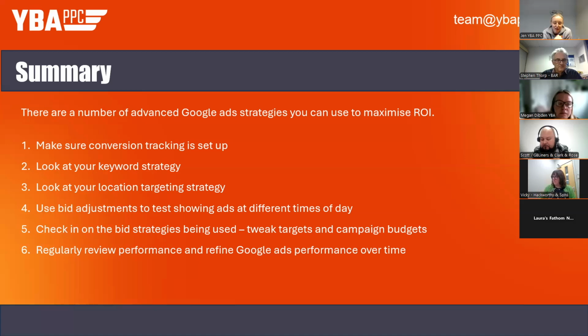Check your location targeting. So are you targeting people in or interested in your area, or just the ones in that tight local area? Have you got negated locations on there? Check the bid strategies. So tweaking the targets and the campaign budgets, checking what times of day you're bidding on. Is it all times of day or just when your business is open? Can you test anything? And the key thing combined with all of this is really just getting someone to check in on it regularly and check that performance over time.